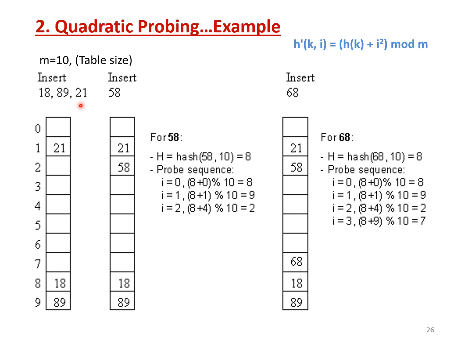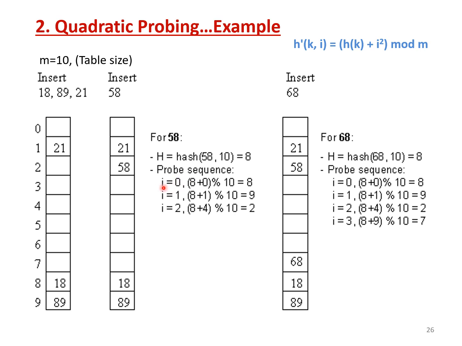So, our m value is 10, 18 mod 10, the remainder is 8. So, the 18 will be stored in the location 8. Similarly, 89 mod 10, the remainder is 9. The 89 will be stored in the location 9. When we take 21, 21 mod 10, the remainder is 1 and the value 21 will be stored in the location 1. Now let us consider inserting the key value 58 in the hash table.